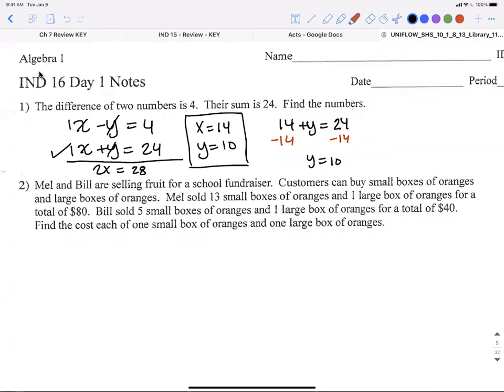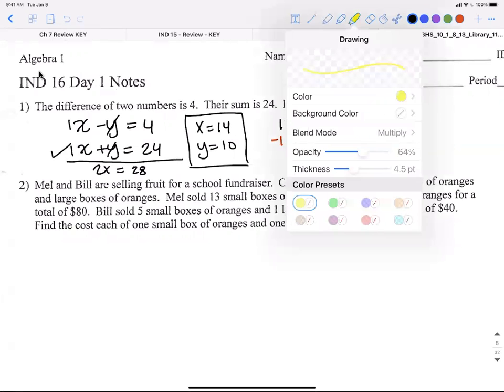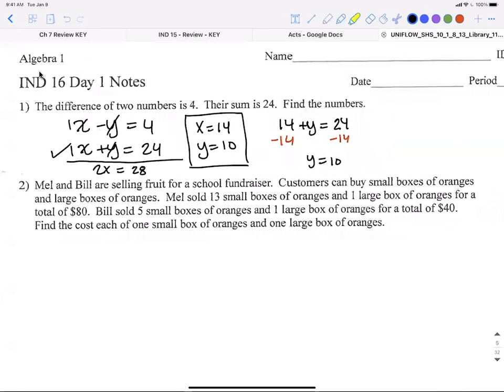Find the cost. It's always important to look at what the question is, to know what you're solving for. So find the cost. First of all, that tells us our answer is going to be money, because all story problems need a label. And we're finding the cost of a small box and the cost of a large box.